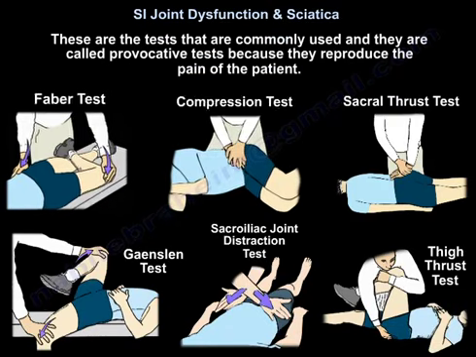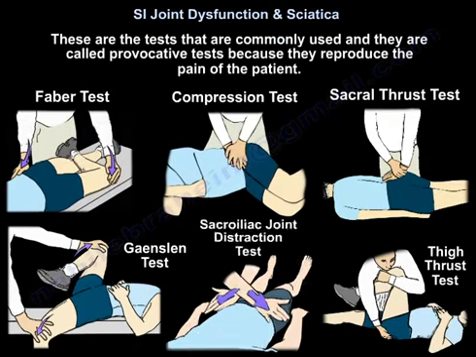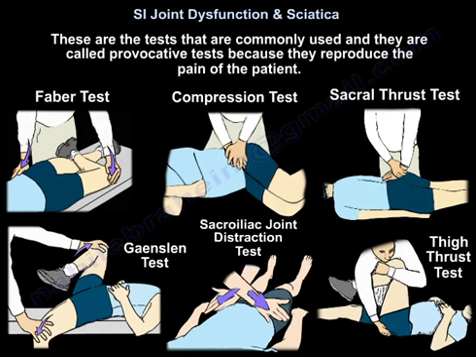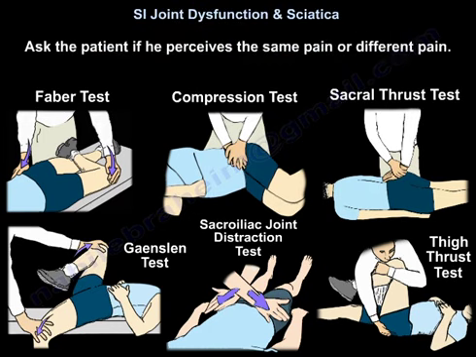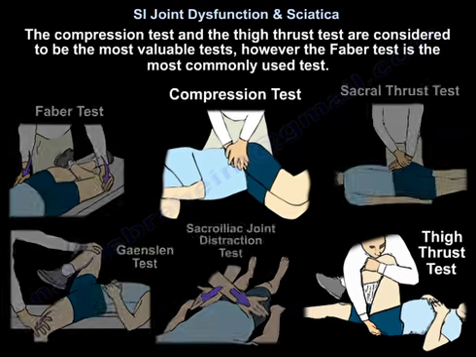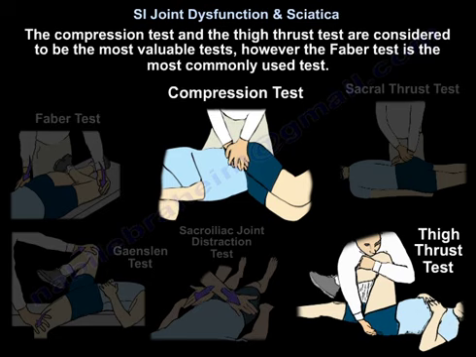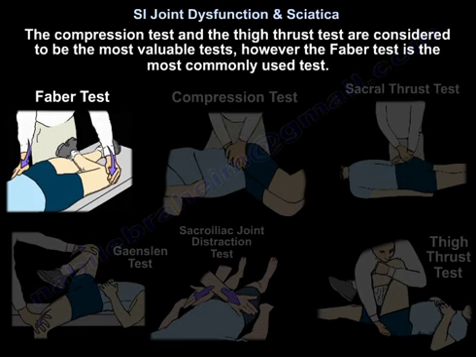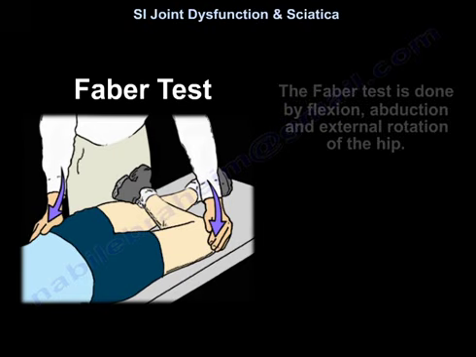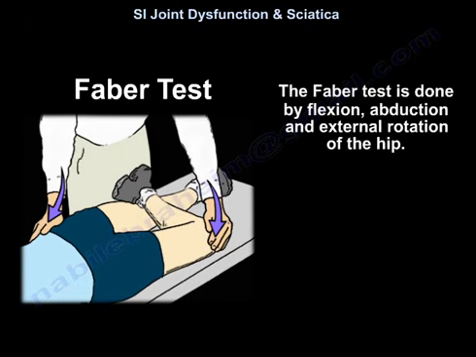These are the tests commonly used, and it is called provocative test because it reproduces the pain of the patient. Ask the patient if he perceives the same pain or different pain. The compression test and the thigh thrust test are considered the most valuable tests. However, the Faber test is the most commonly used test. The Faber test is done by flexion, abduction, and external rotation of the hip.